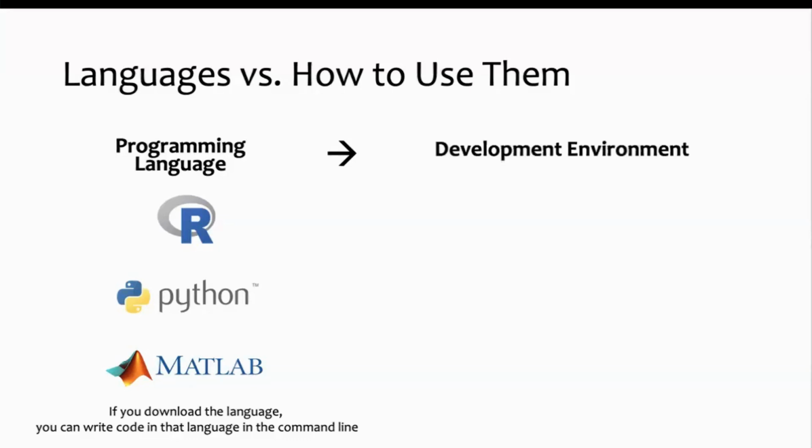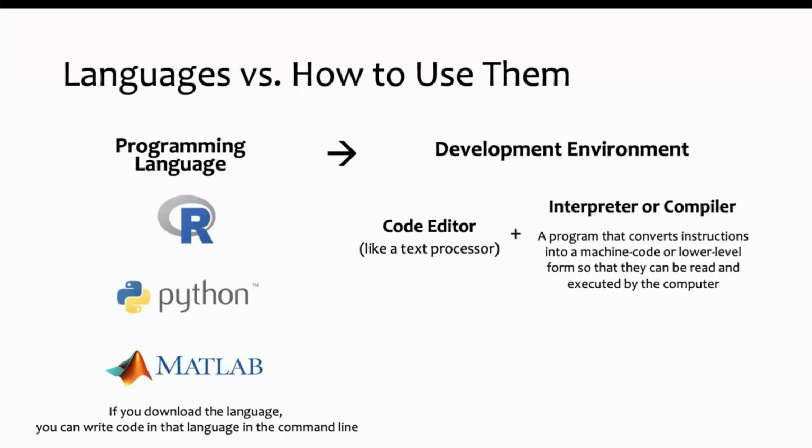But in order to actually learn how to program, learn how to code, and use these languages, we need a development environment. Development environments, at minimum, are software that includes at least a code editor. This is like a text processor, but for code, sort of the way that you would open Microsoft Word or a text file to write text, but for code, that allows you to actually write in the language. But it also needs an interpreter or compiler.